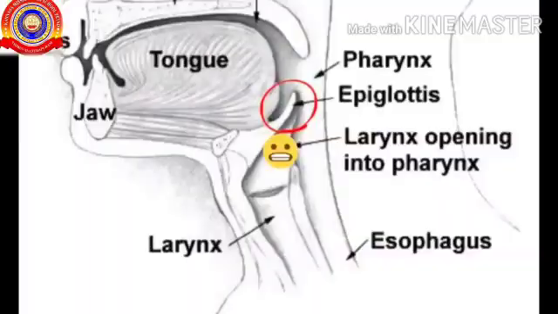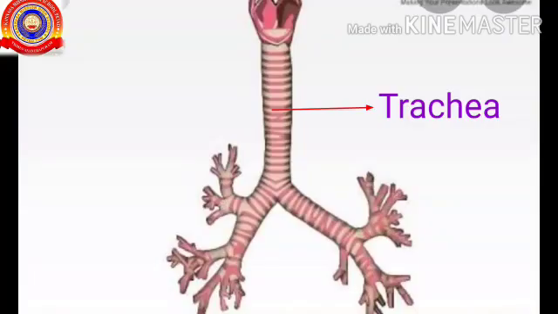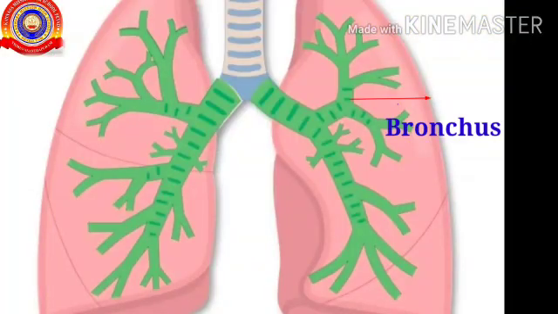Next is the trachea, or it is also called windpipe. The trachea is a long tube strengthened by C-shaped cartilaginous rings. The cartilaginous rings help the trachea to remain open always. Bronchus, branches of trachea which enter the lungs, supported by cartilaginous bronchial rings.